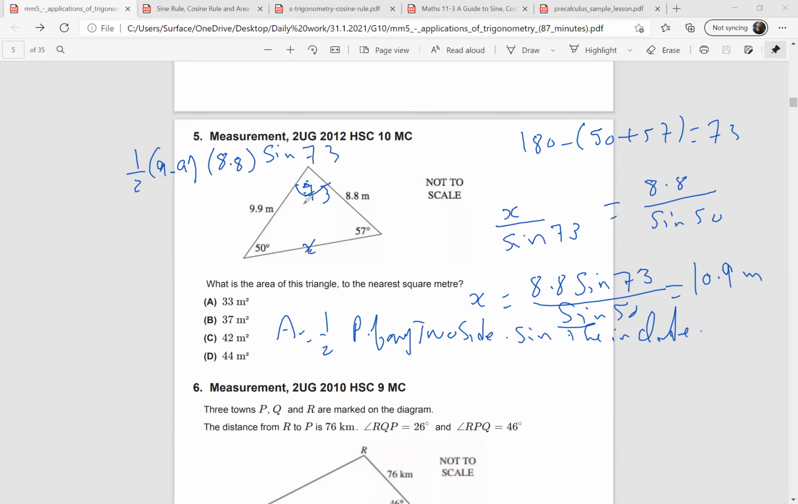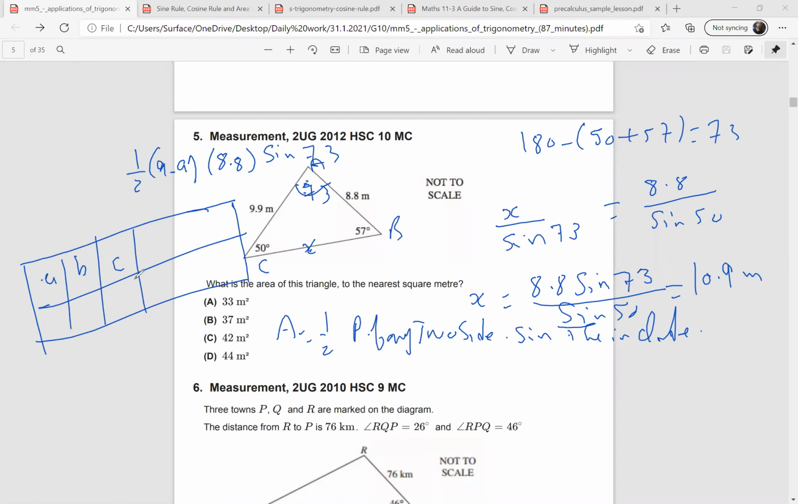But we did it to complete the triangle, or to solve the triangle. Now we have solved the triangle. This is A, B, C. Then A and B and C, we have everything now. A is 10.9 and B is 9.9 and this one is 8.8.